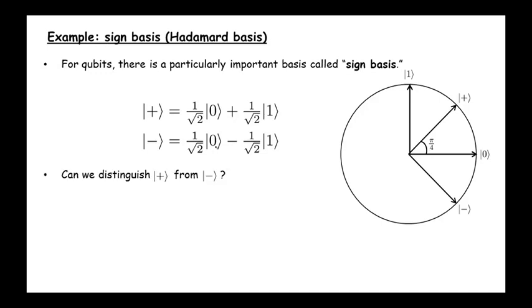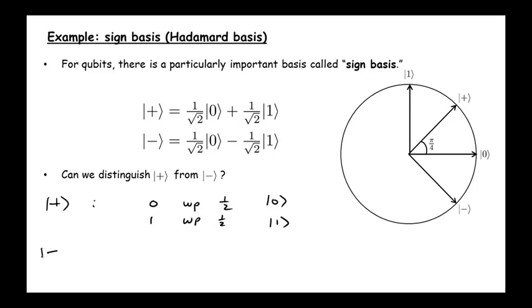So now you could ask, can we distinguish this plus state from the minus state through a measurement? Well, let's do a measurement in the 0 1 basis, in the standard basis. If we do a measurement in the standard basis, and we start with the state plus, then you see 0 with probability 1/2 and 1 with probability 1/2. In this case, the new state is 0. In this case, the new state is 1.